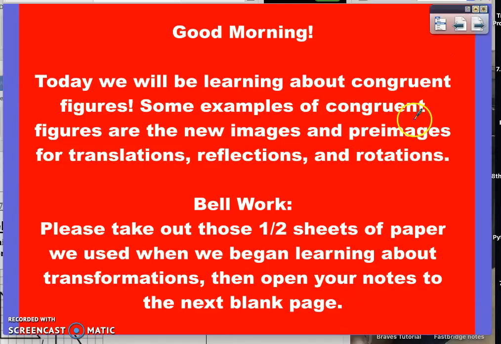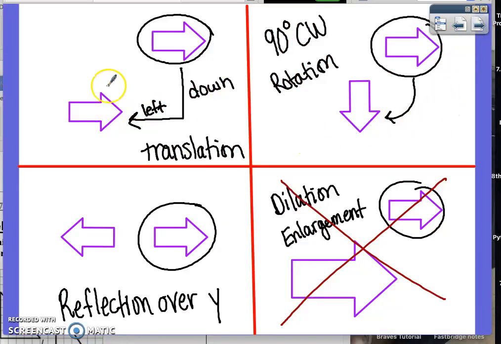Good morning. We are going to be talking about 7.1 and learning about congruent figures. Some examples of congruent figures are the new image and the pre-images for translations, reflections, and rotations. So when we have translations, we are moving this figure from here to here. Well, it's moving down, and then it's going to move left. It's not changing or rotating or reflecting. It's just translation, and it's just going to be moving down.